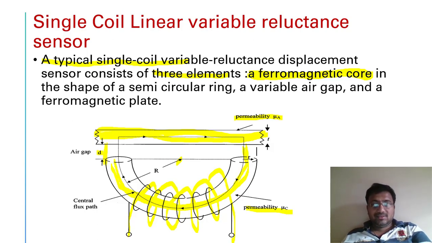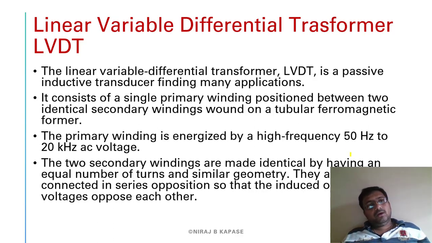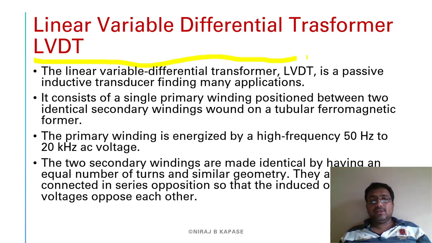Okay, so this is a single coil linear variable reluctance sensor. All right, so we'll move forward. The second type is the linear variable differential transformer, LVDT. The linear variable differential transformer is a more widely used sensor for displacement measurement or distance measurement.